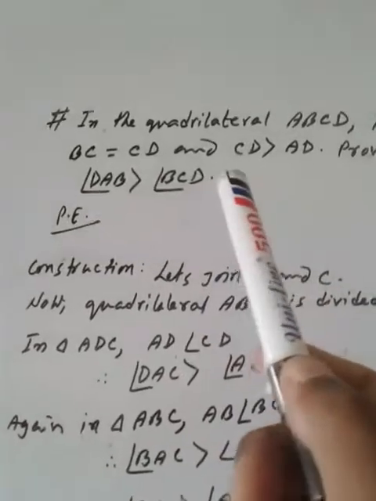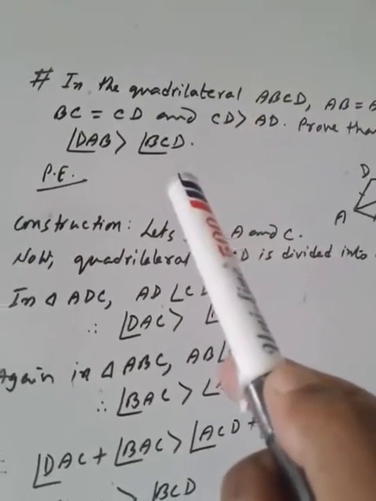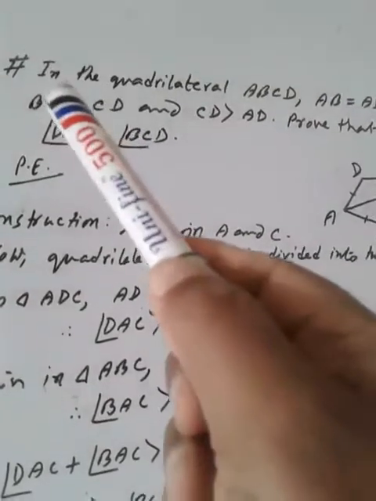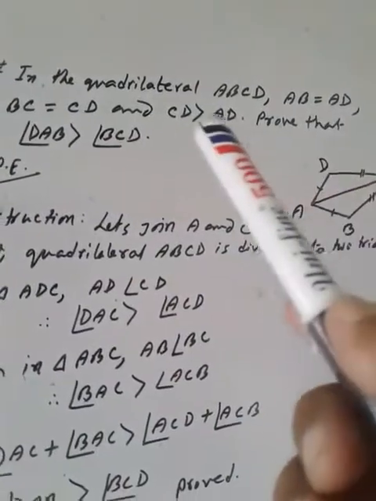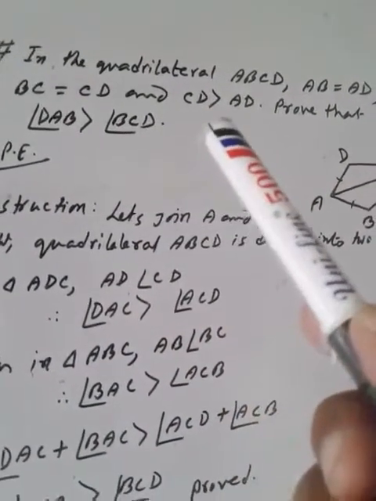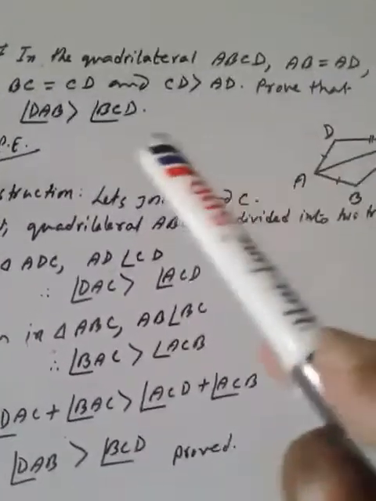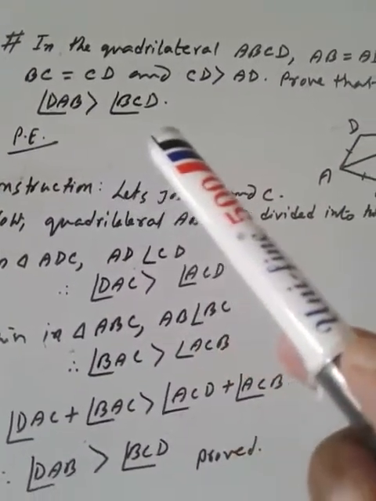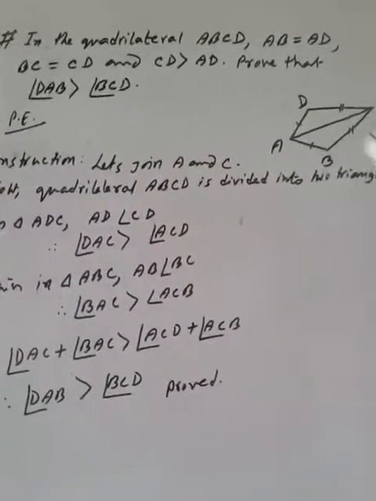See, this is written as the general enunciation. You have to write the particular enunciation. In the quadrilateral ABCD, AB equals AD, BC equals CD, and CD is greater than AD. It is required to prove that angle DAB is greater than BCD. This you have to write. Construction: let us join AC.